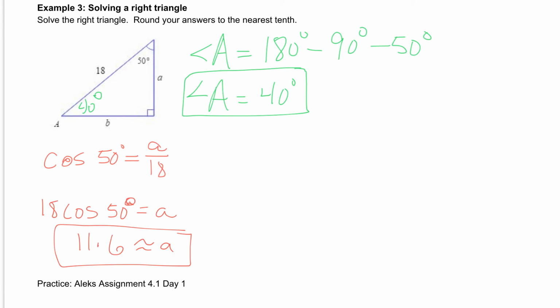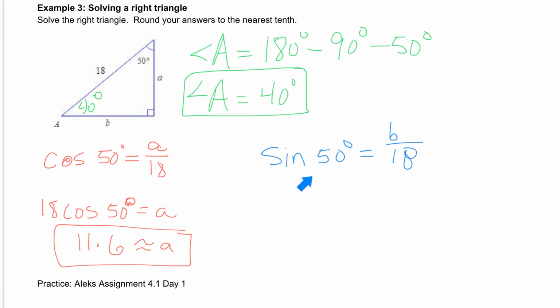Now let's move on to our last one that we need to solve for, which is side B. I'm going to use the 50 degrees again. This time I have the opposite and the hypotenuse, which is my sine. So I have the sine of 50 degrees equal to B over 18. Now remember, I don't have to use 50. I could use the angle which is 40 degrees. Then I would be using the adjacent and the hypotenuse, which means I'd be using the cosine.